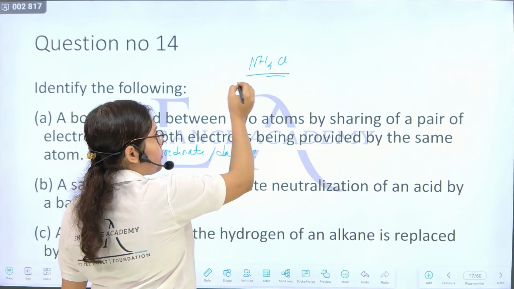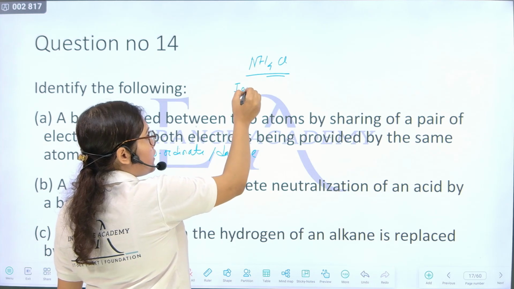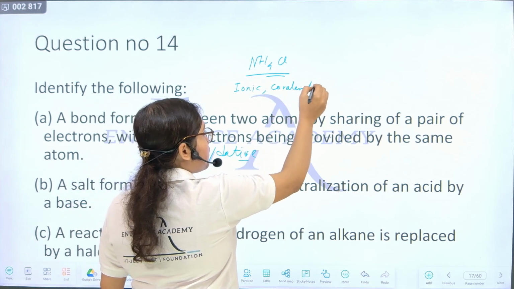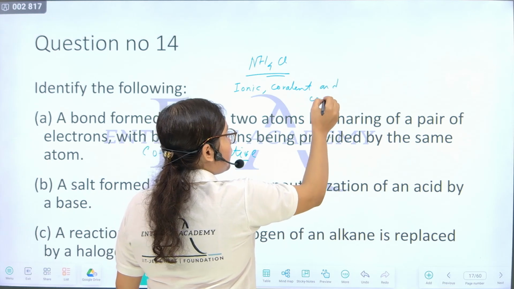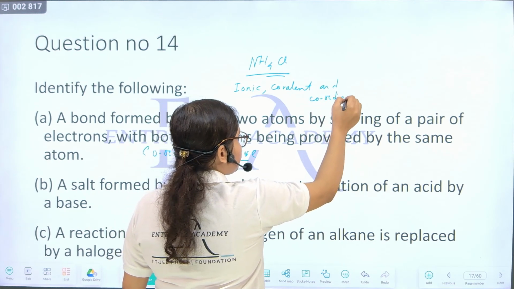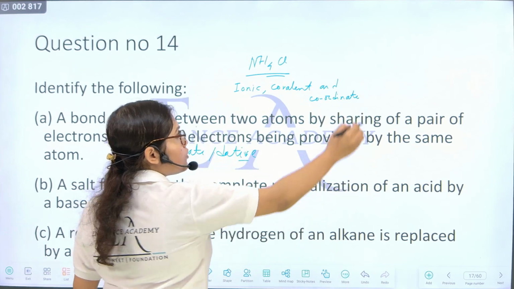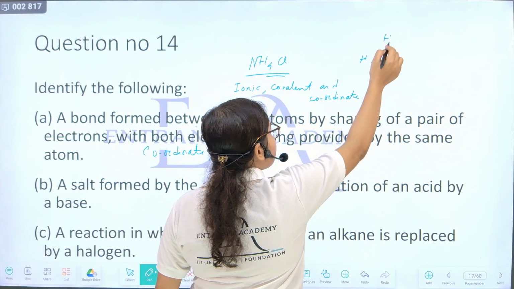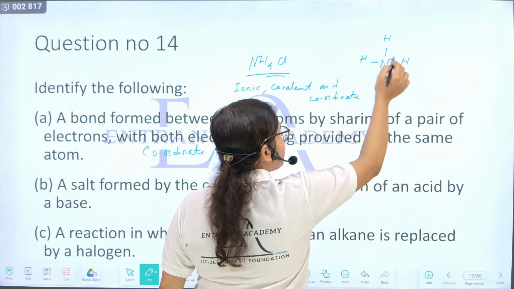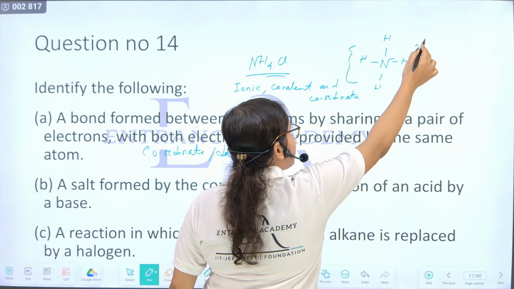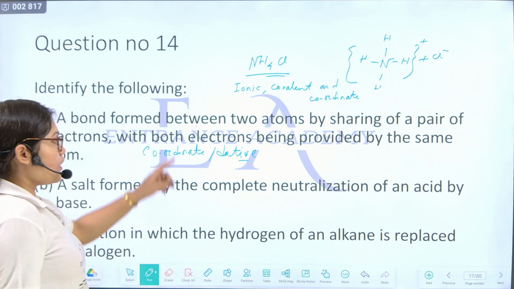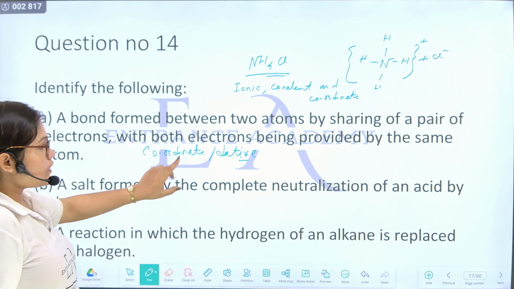This is the example of a compound where ionic, covalent and coordinate bonds are present. The structure is like this: NH4 plus Cl minus. This is NH4Cl. So the first answer is coordinate bond.